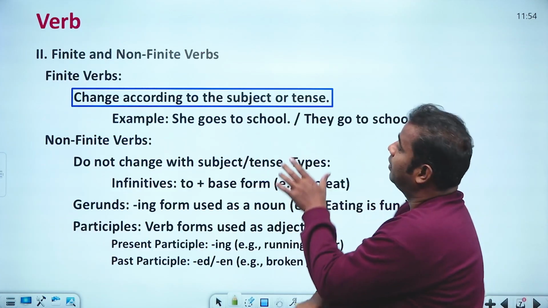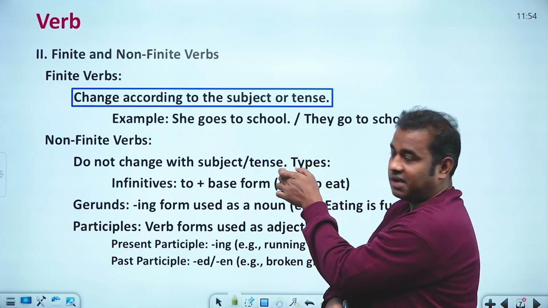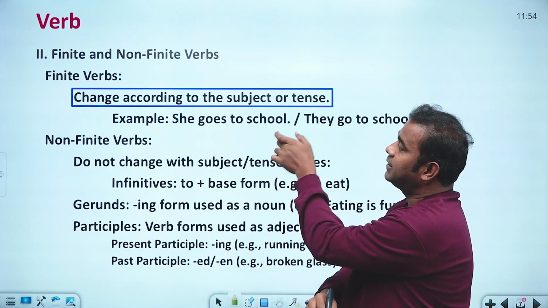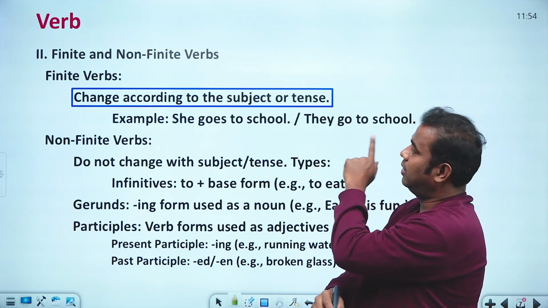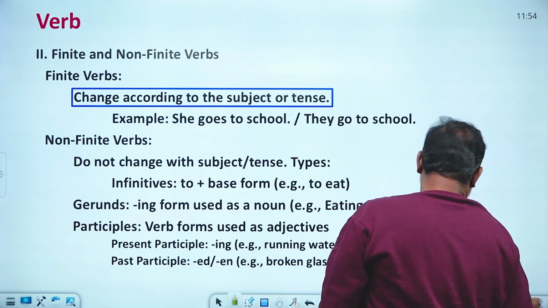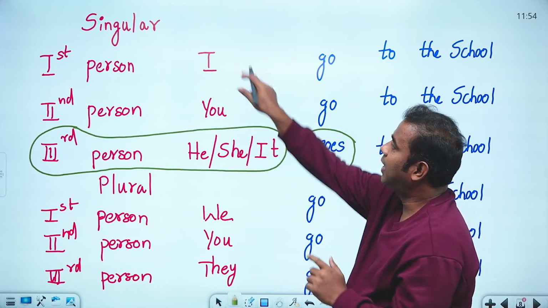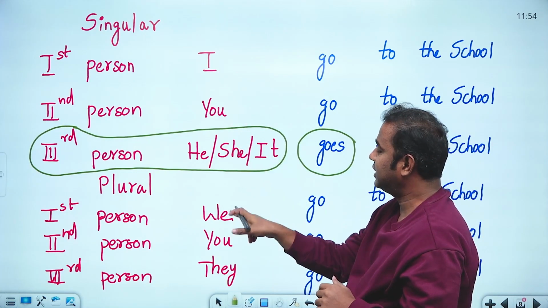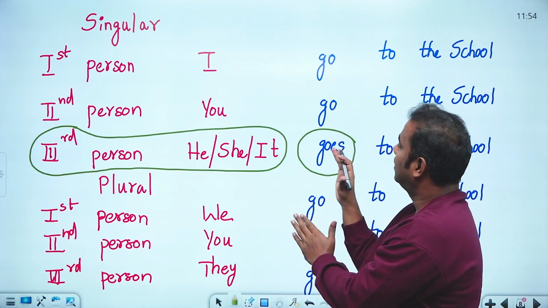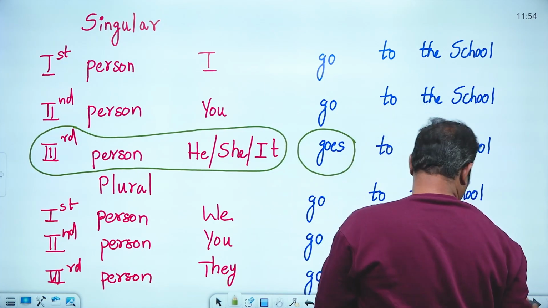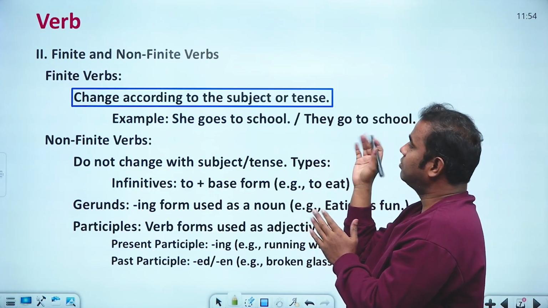Look at here now. In finite verbs, what is the definition? The verb changes according to the subject or according to the tense. This is basically according to the subject. Here the subject is I, you, he, she, it, we, you, they. Based upon the subject, the verb changes. Then based upon a tense. Okay. So I am going to the school.